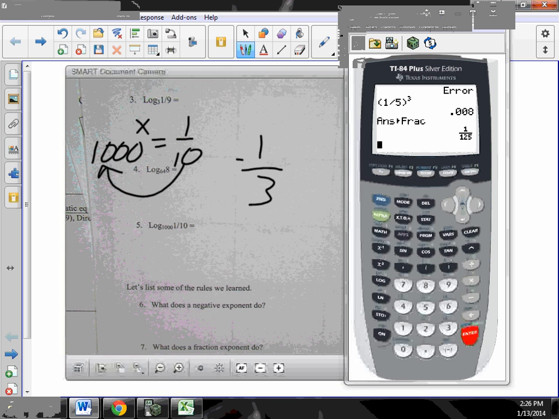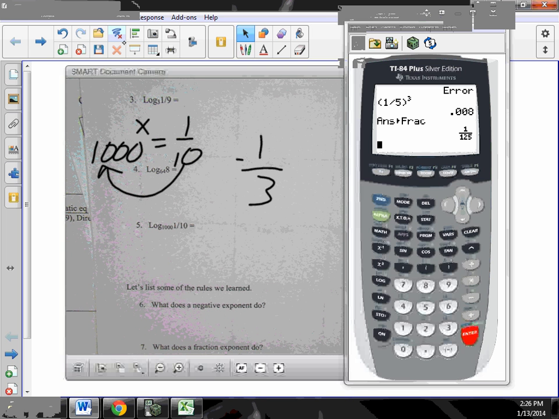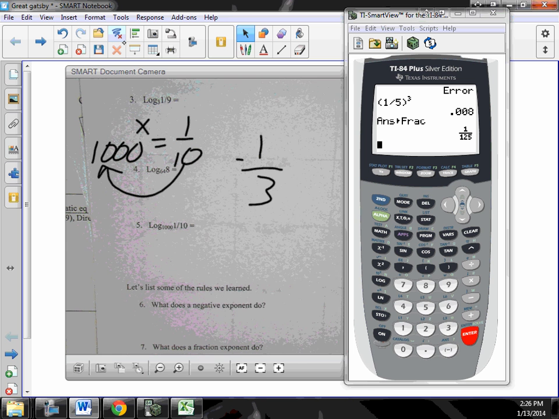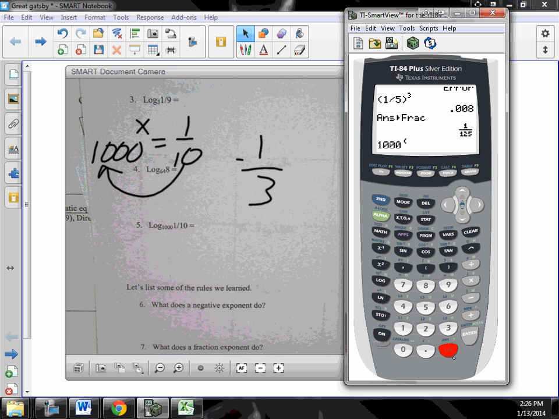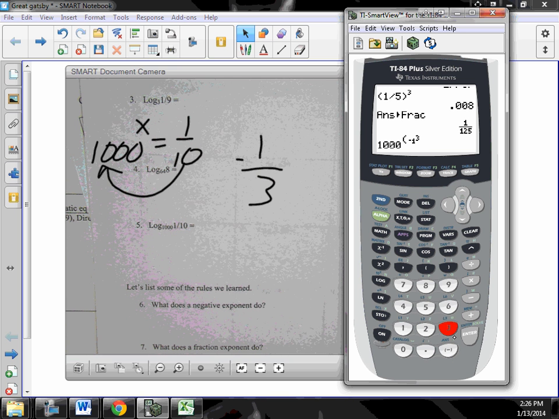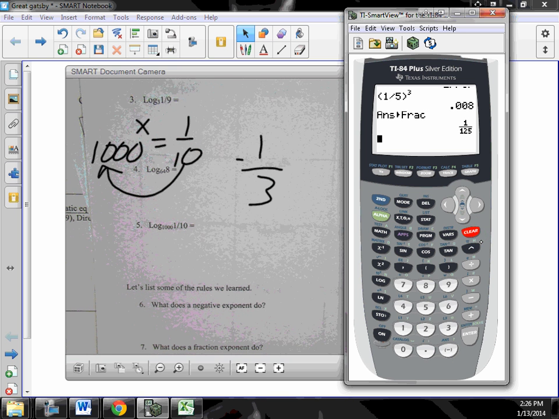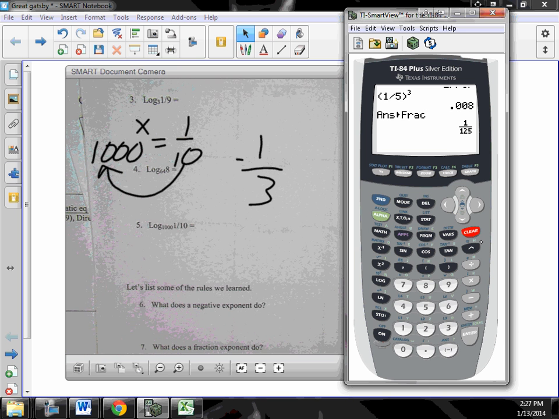Yeah, and I recommend that once you figure out the answer, you plug it in to see if you're right. So 1,000 raised to the negative 1/3. Oh, I do have the answers on there? Oh, okay, forget that. Never mind. Okay, good luck.